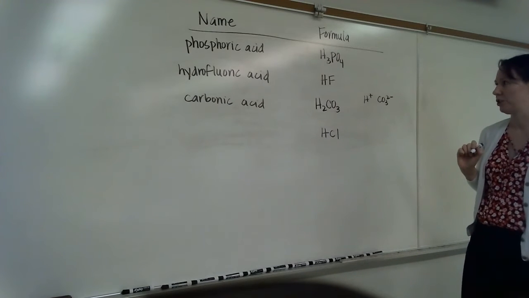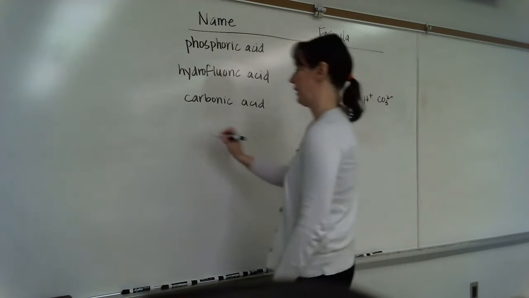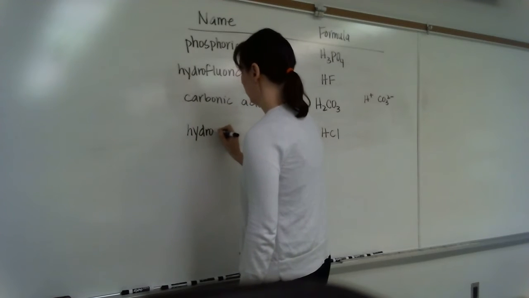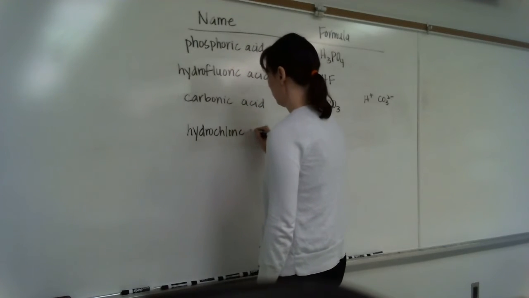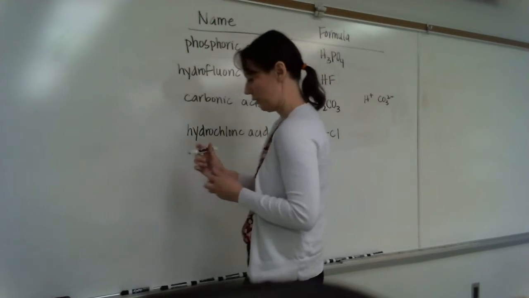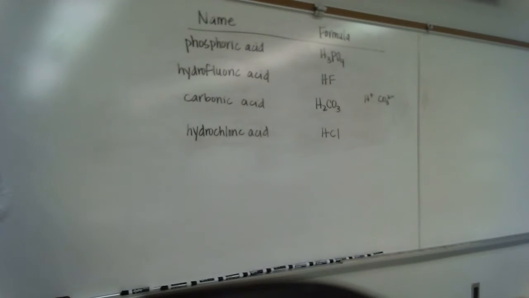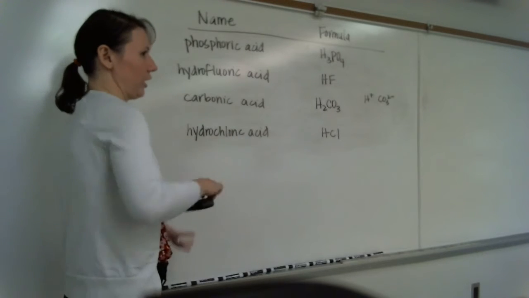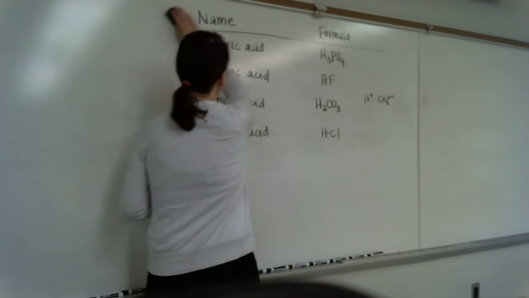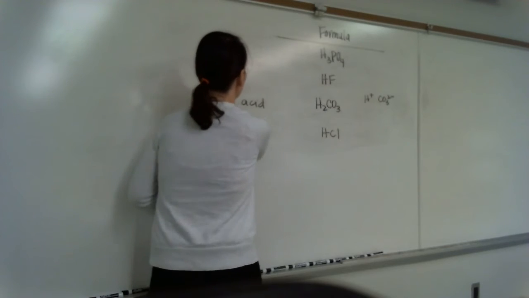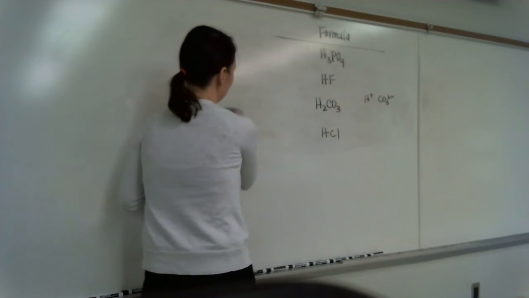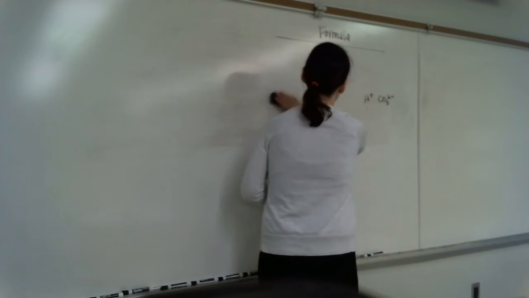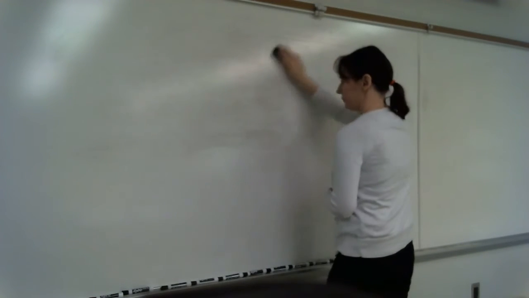And then what's the name of HCl? Hydrochloric acid. Do we feel good with naming and writing formulas for common acids? Now in intro chem, we're not going to worry about whether they're strong acids or weak acids. That's a general chem 2 topic. We don't even get into that in gen chem until gen chem 2. So we're not dealing with strong versus weak. We're just dealing with what's their name, what's their formula.